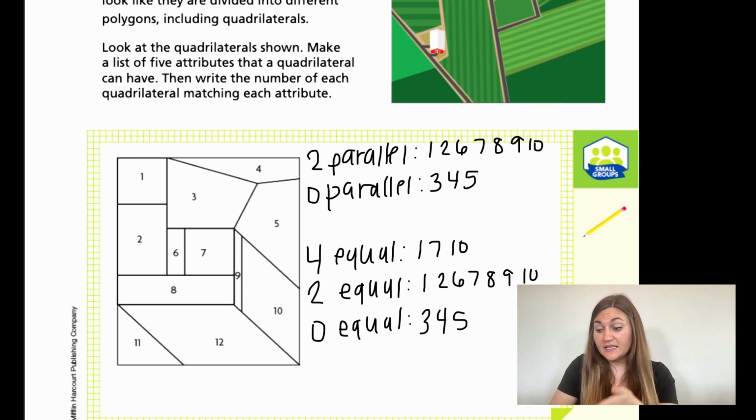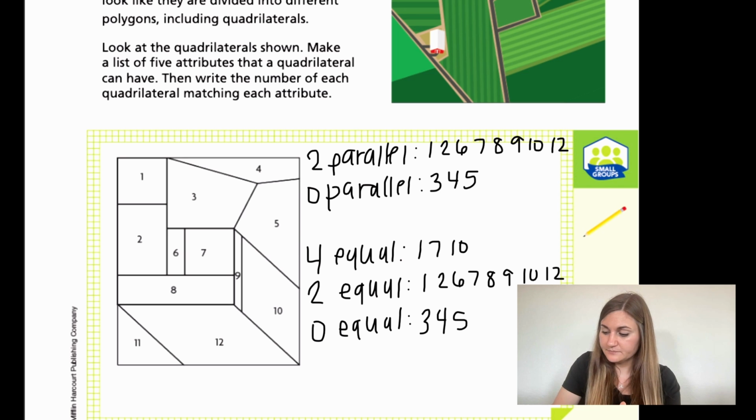12 looks exactly like a parallelogram. So 12 does have parallel lines going diagonal and on the top and the bottom. So you're going to add 12 to the parallel lines. And then you're going to add, all the lines aren't equal, but it does have 2 equal lines. The top and the bottom are equal, and then the diagonals are equal. So you would add those to the 2 equal lines. All right, so that is how we're going to categorize all of those shapes into 5 different attributes by the parallel lines and the equal lengths.